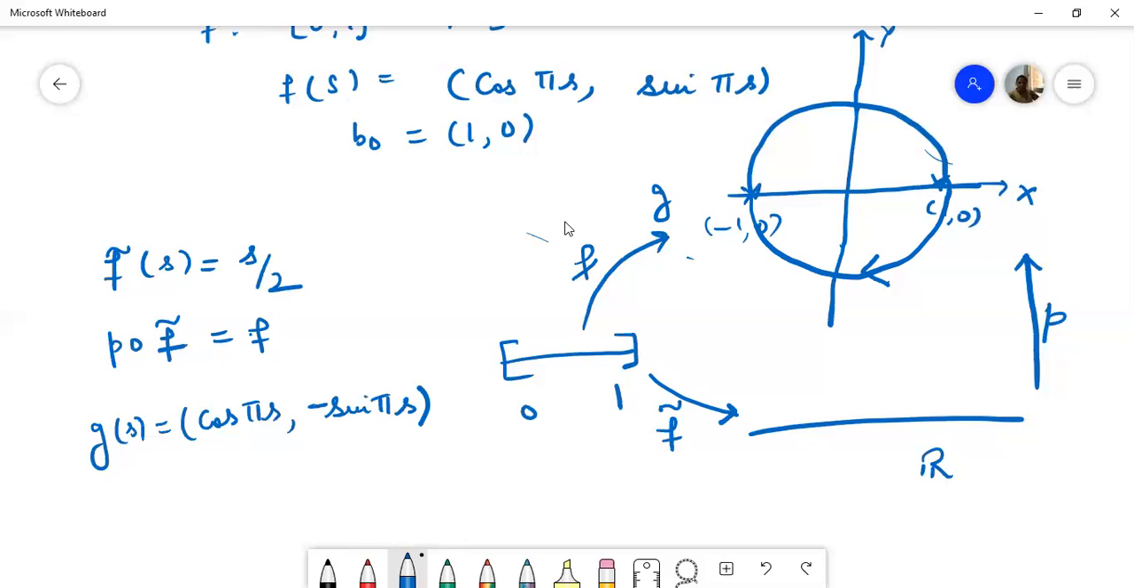Now what should be the lifting G curl, which makes this triangle commutative? Let us define G curl to be -s/2. If we define G curl to be -s/2, then P ∘ G curl will be G. It means G curl is the lifting of G.